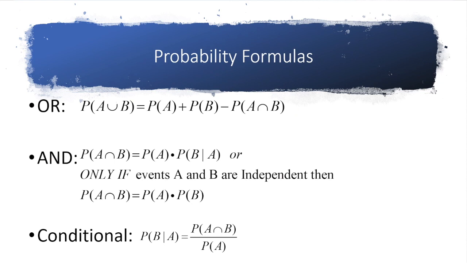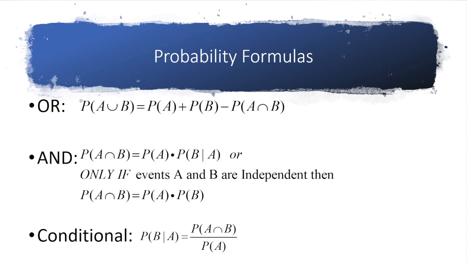Probability formulas are usually written with the set notation, and they look a little bit confusing until you understand what the symbols mean. But once you understand what the symbols mean, it's pretty straightforward. So in our prior examples on different lessons, we had talked about OR and AND problems.